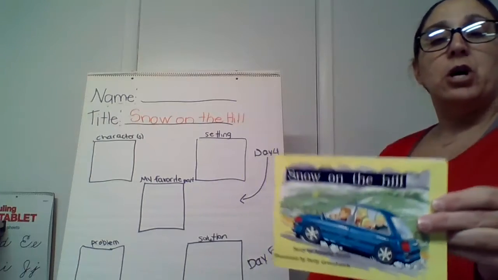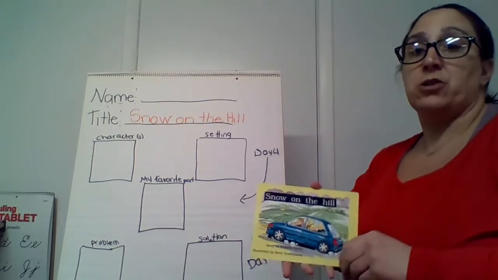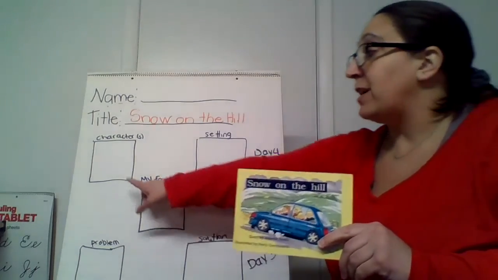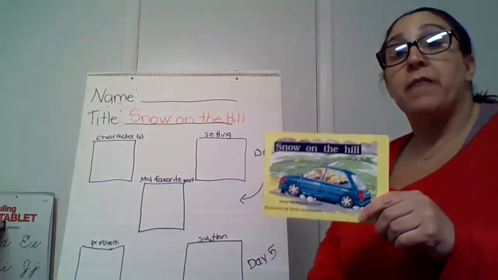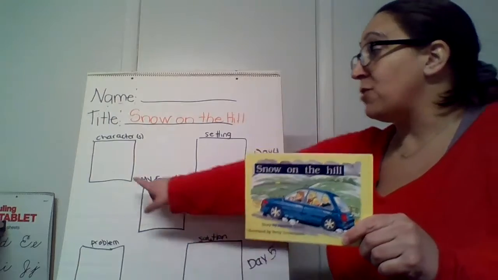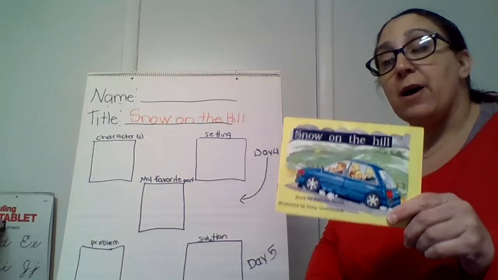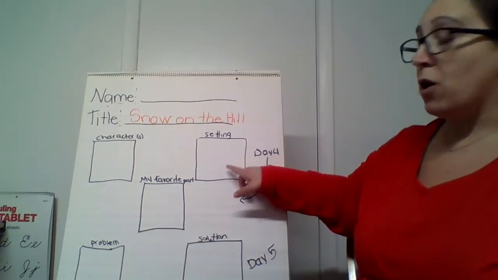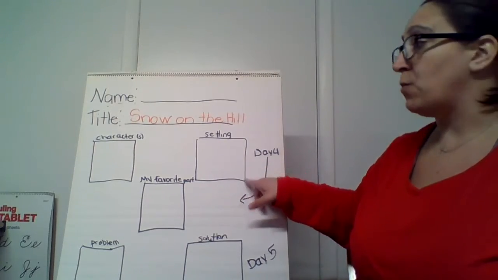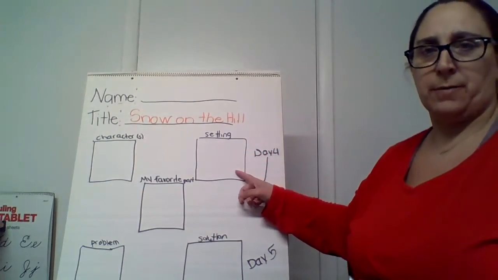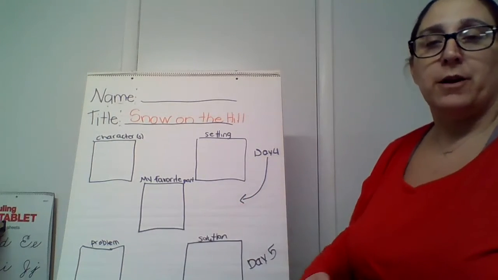So now, here comes the part that I need you guys to do right now. I want you to fill in the characters in the story. I'm going to let you know that there's more than one character in the story. Even though that's a small box, I want you to try your best to draw their picture. I also want you to try your best to draw what the setting is. Where is the story taking place? Where are the stars of the story? Lastly, I want you to draw your favorite part.